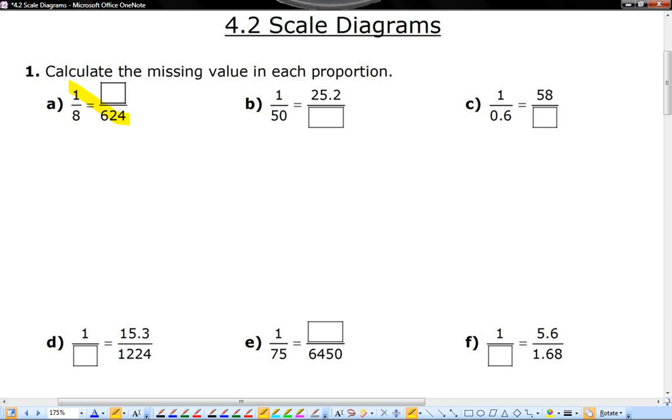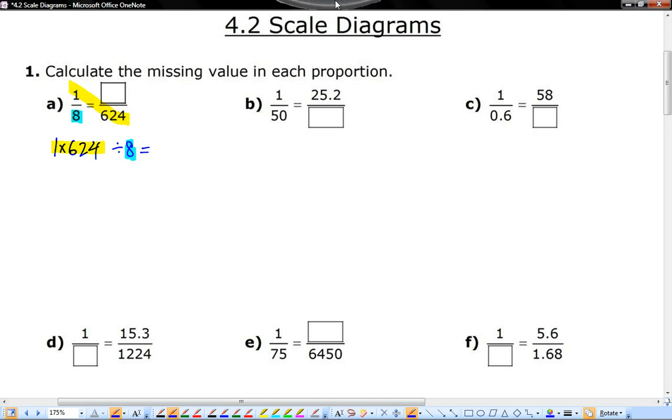And it's this method of cross multiplying the two numbers that are diagonally across from each other and dividing by the third number in the proportion. So in this case that means we're doing 1 times 624. Those are the two numbers that are diagonally across from each other. And then we're going to divide by the third number in the proportion, which is, in this case, 8.